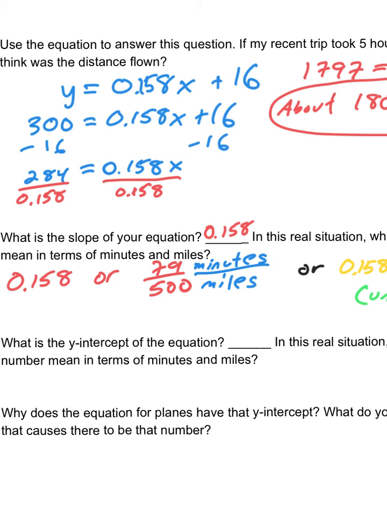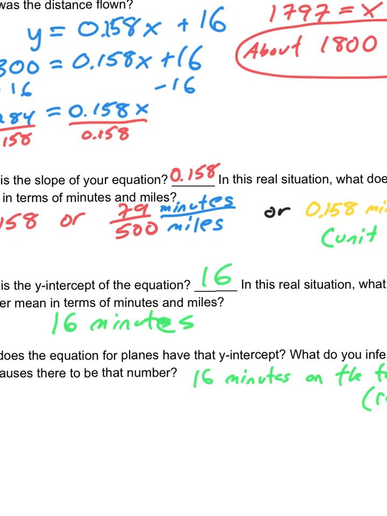What is the y-intercept here? The y-intercept was 16, so we can write that in there. In this real situation, what does that number mean in terms of minutes and miles? That is actually 16 minutes, because remember it's y equals, and what does it stand for? What is that extra 16 minutes that we're adding on there? And that is the 16 minutes on the runway. All right, and so that answers the questions we've been looking for.